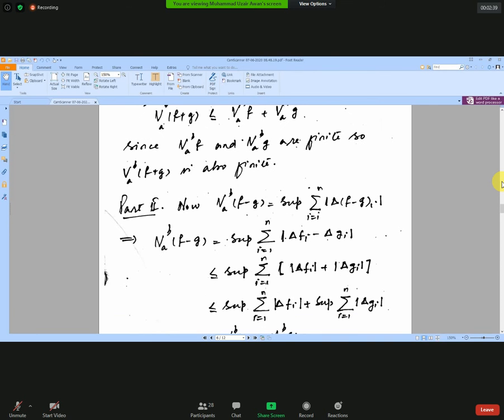ये हमारे पास सेकंड था कि F माइनस G का, ये सिमिलर प्रूफ है F प्लस G की तरह, बस यहाँ पर थोड़ा सी ट्रिक है कि हमें यहाँ पर भी ट्रायंगल इक्वालिटी यूज करनी, which is less or equal to supremum summation I is equal to 1 to n del Fi absolute plus absolute del Gi. Now supremum of F plus G is less or equal to supremum of F plus supremum of G.